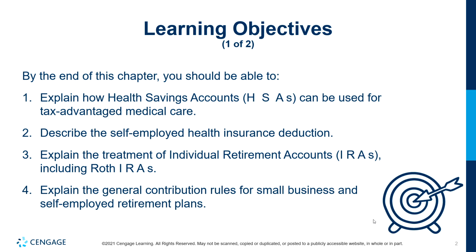So, we're going to explain how health savings accounts, HSAs, can be used for tax advantage medical care. We're going to describe the self-employment health insurance deduction. We're going to explain the treatment of individual retirement accounts, including our Roth IRAs. Those are fun. We're going to explain the general contribution rules for small business and self-employment retirement plans.